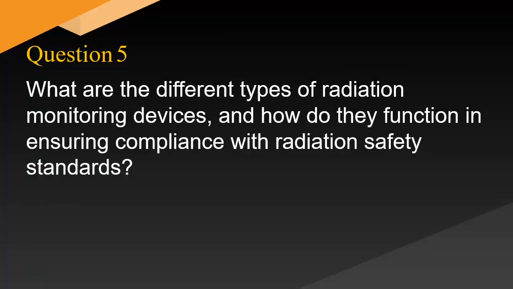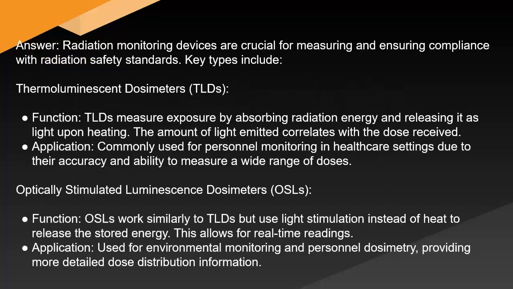What are the different types of radiation monitoring devices, and how do they function in ensuring compliance with radiation safety standards? Answer. Radiation monitoring devices are crucial for measuring and ensuring compliance with radiation safety standards. Key types include thermoluminescent dosimeters (TLDs). Function. TLDs measure exposure by absorbing radiation energy and releasing it as light upon heating. The amount of light emitted correlates with the dose received.